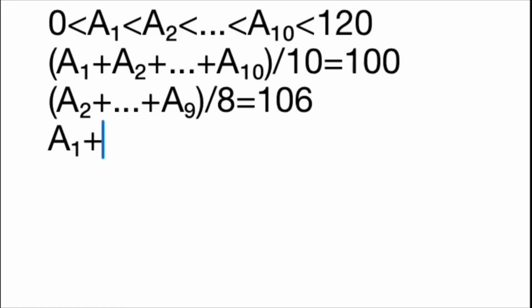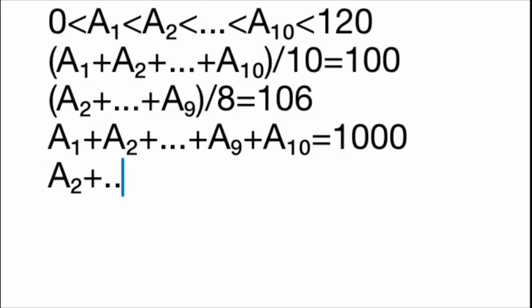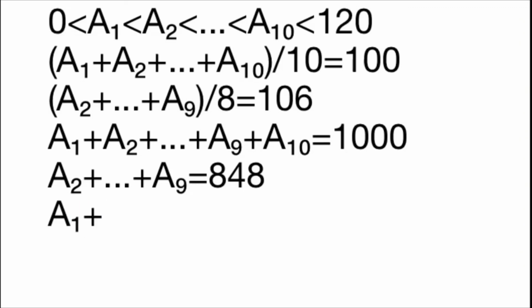So a of 1 plus a of 2 plus etc. plus a of 9 plus a of 10 is equal to 100 multiplied by 10, which is equal to 1000. And a of 2 plus a of 3 plus etc. plus a of 9 is equal to 106 multiplied by 8, which is equal to 848. So a of 1 plus a of 10 is equal to 1000 minus 848, which is equal to 152.